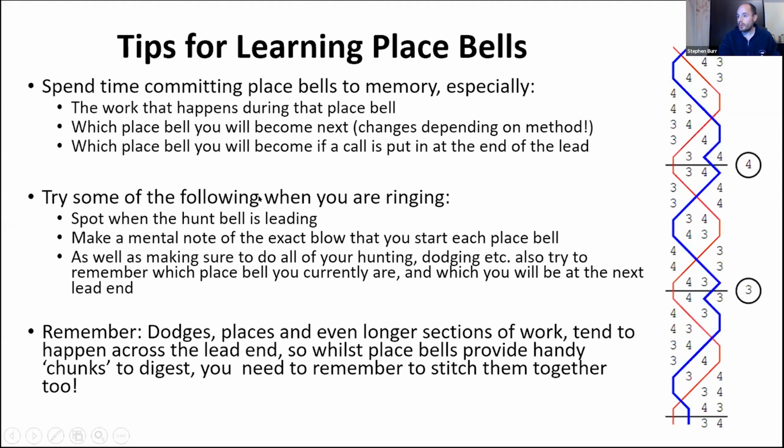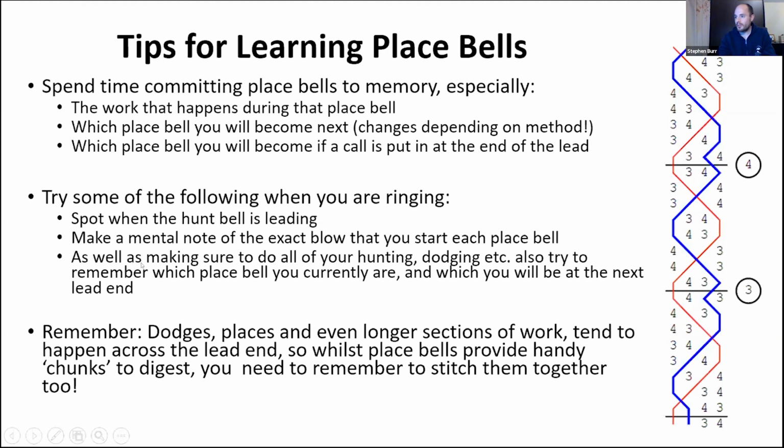There are also things you can do while you're ringing. So a big one is trying to spot when the hunt bell is leading. That's when the lead end is. And if you can see when the treble is in lead, then it will help you to spot when this change is taking place. Also, it can be helpful to make a mental note of the exact blow. In most methods, this is at the backstroke. You're going to start each place spell at a backstroke change. I hope I've got that right. So make a mental note of exactly when that blow is. So say to yourself, now I am third's place spell. That can be really helpful.